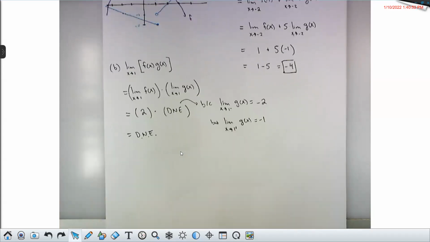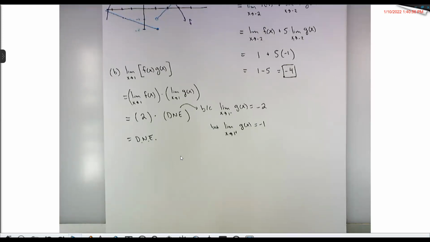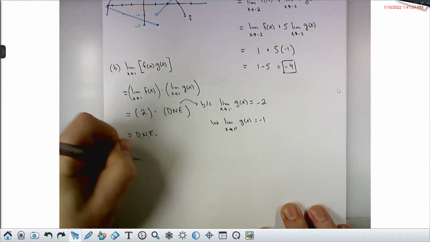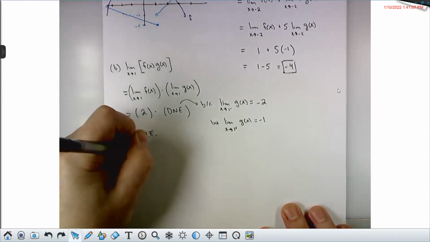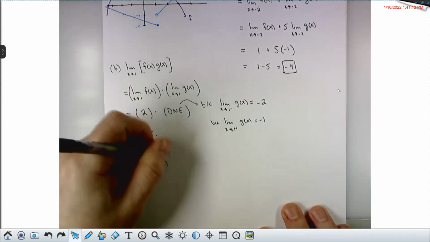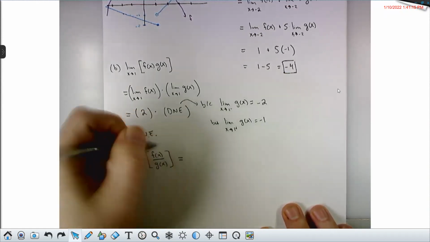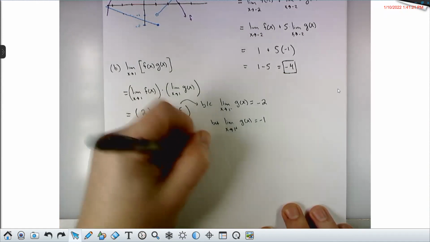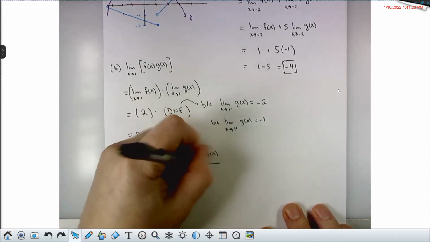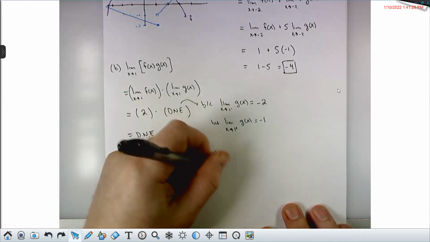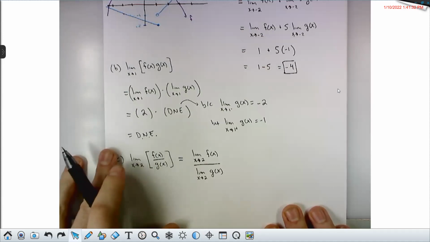We want the limit as x goes to 2 of f over g. And according to our limit laws, we can calculate this by taking the limit of the top and dividing it by the limit of the bottom. So let's look back at our graphs.